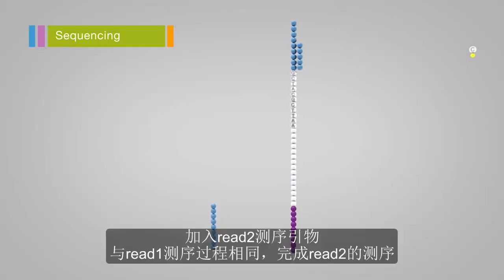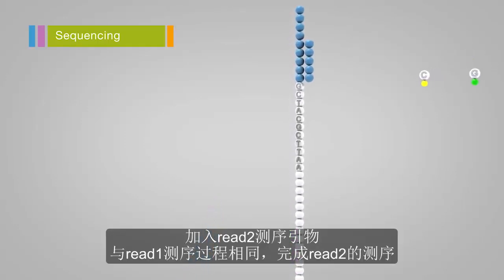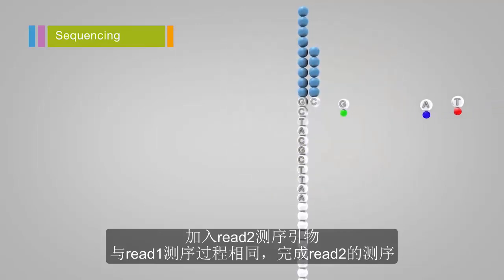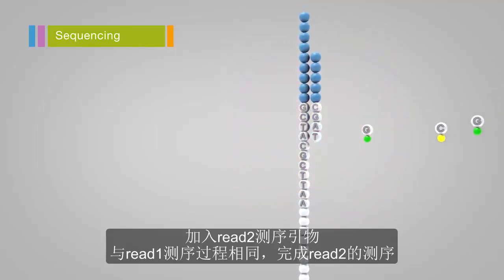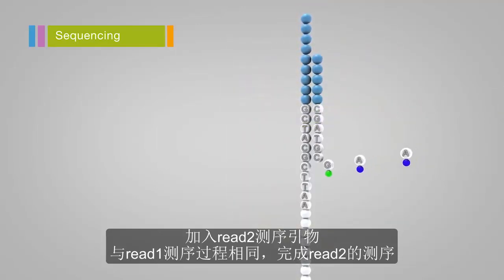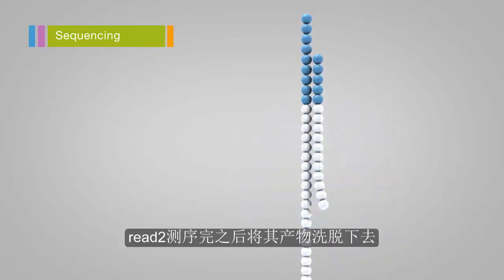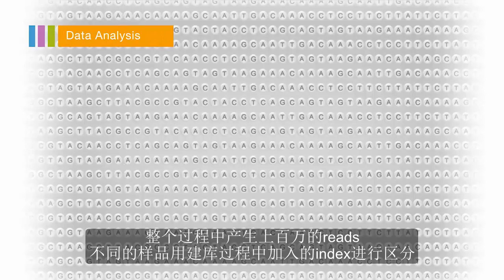Read 2 begins with the introduction of the Read 2 sequencing primer. As with Read 1, the sequencing steps are repeated until the desired read length is achieved. The Read 2 product is then washed away. This entire process generates millions of reads, representing all the fragments.